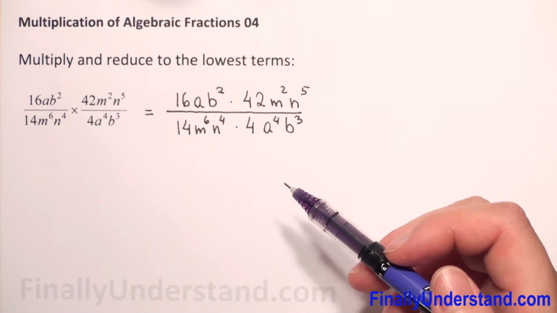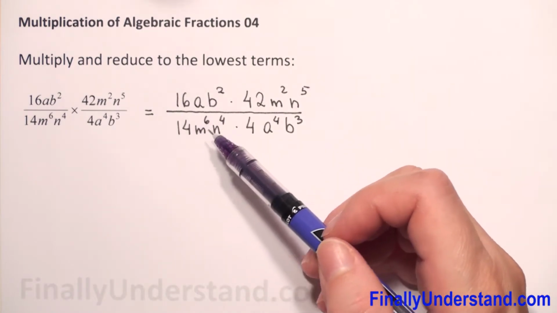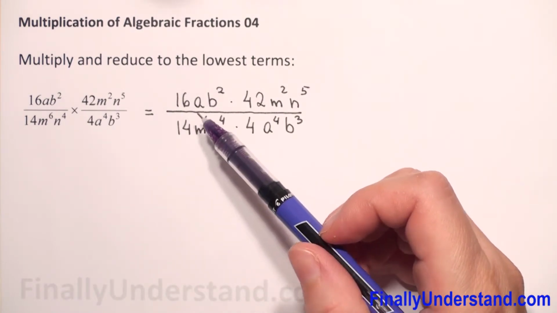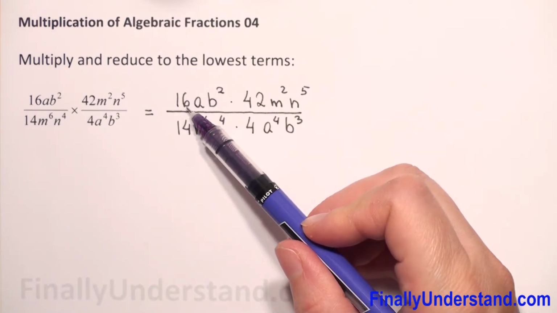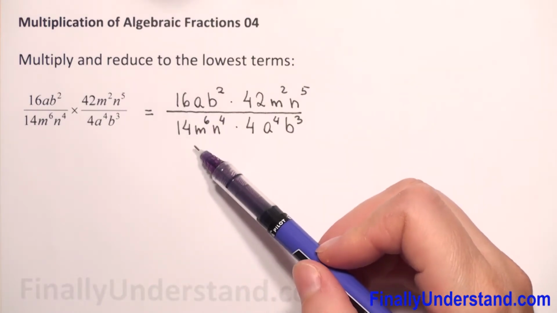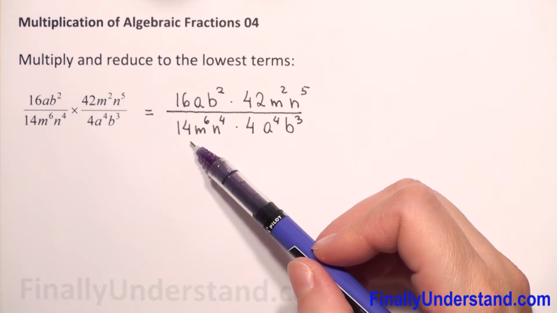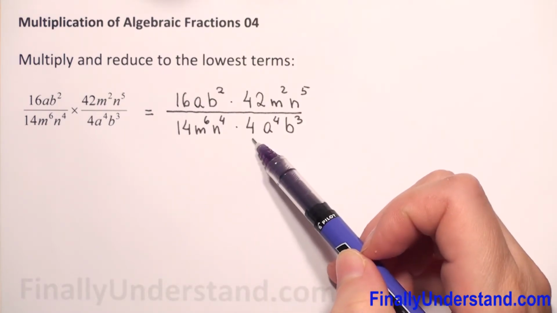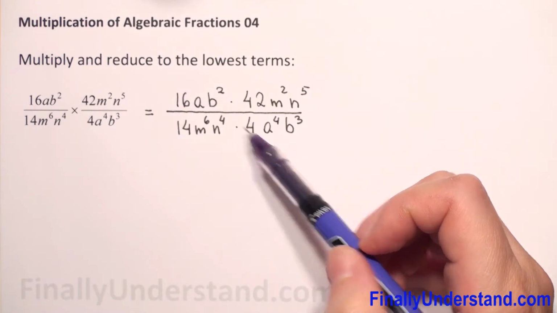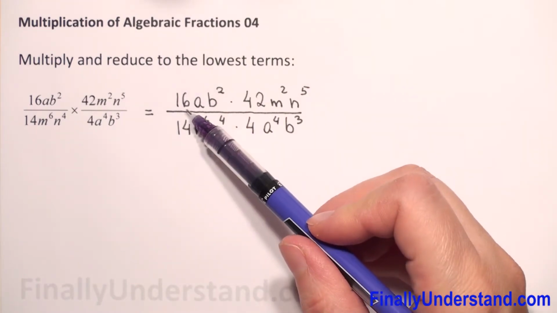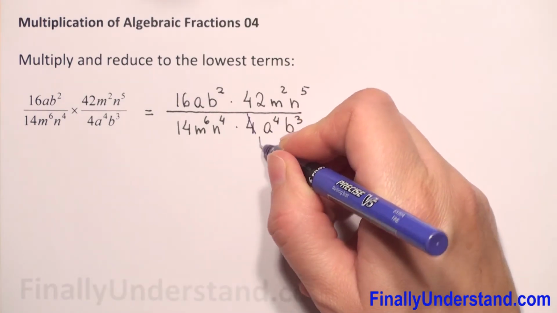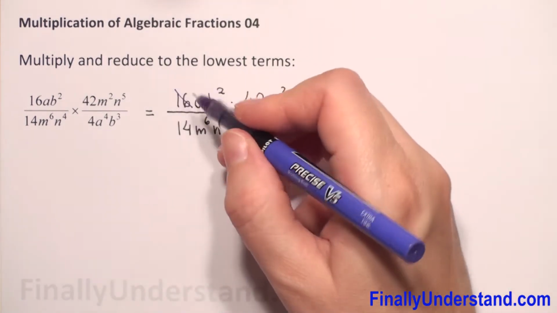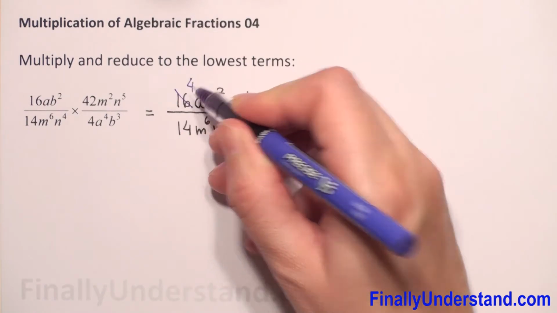So first we check the numbers. We have 16, and we know that we can reduce only numerator with denominator. So we have 16, and in the denominator we have 14 and 4. So I will reduce 16 with 4. The greatest common factor for 16 and 4 is 4. So 4 divided by 4 is 1, and 16 divided by 4 is 4.